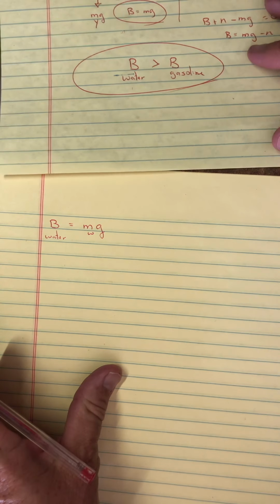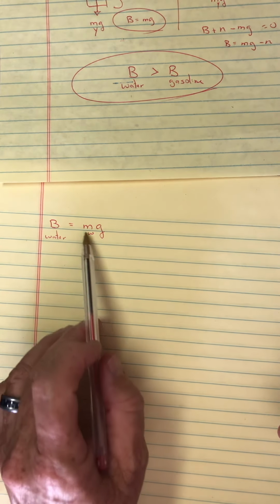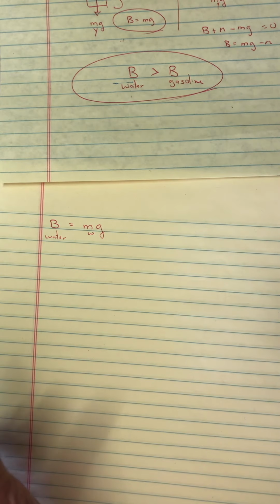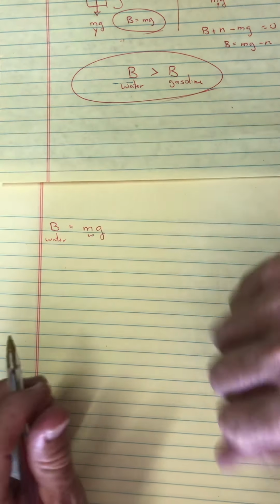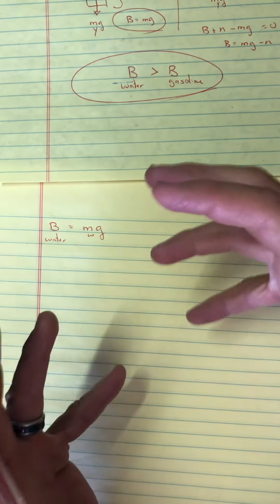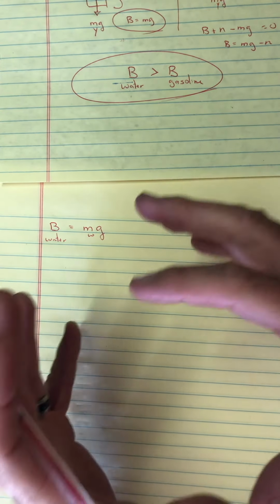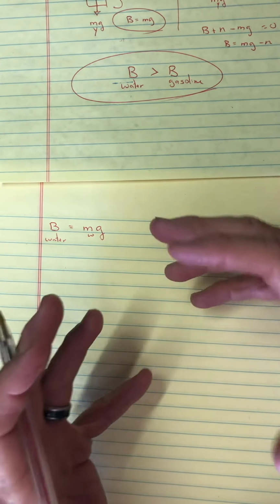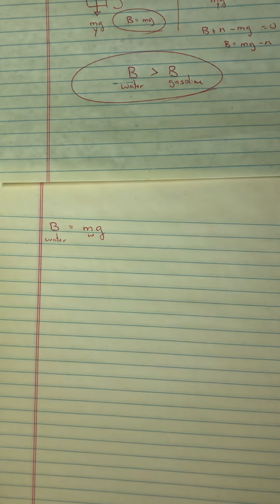And so my warning for any of these Archimedes ones is remember that Archimedes says that the buoyant force is equal to the weight of the fluid displaced. So it's not equal to the weight of the object. It's not equal to the weight of the beaker holding the fluid. It's not even equal to the weight of all the fluid itself. It's equal to the weight of the fluid displaced.